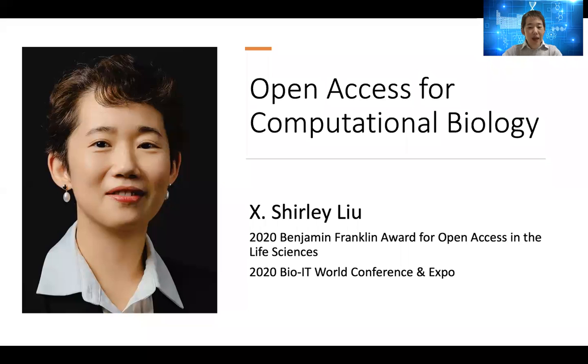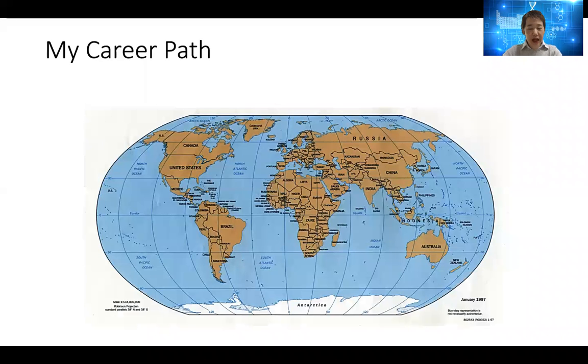Hi, my name is Shirley Liu. It is my great honor to be elected for the 2020 Benjamin Franklin Award for Open Access in the Life Sciences. I grew up in China, attended Peking University, where I majored in biology.